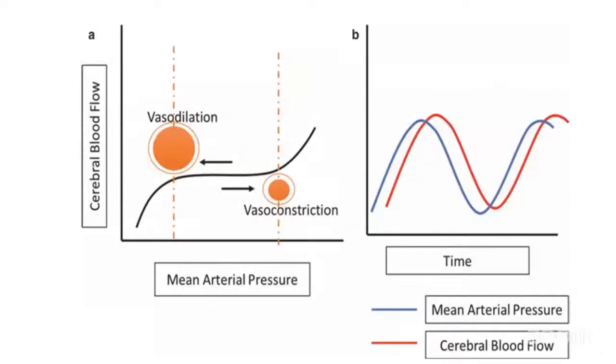So graph A shows the mean arterial pressure and cerebral blood flow relation. When the MAP is on the higher side, there is a vasoconstriction to maintain the cerebral blood flow. And when there is a low blood pressure, there is a cerebral vasodilatation, so the flow can be maintained. And graph B shows the time along with the cerebral blood flow. This is the dynamic cerebral autoregulation curve, where a rapid change of blood pressure can lead to this type of graph.